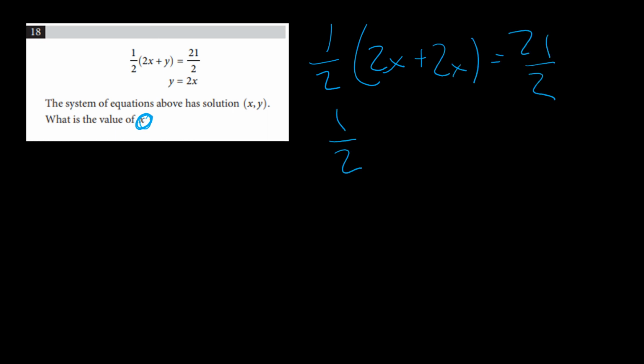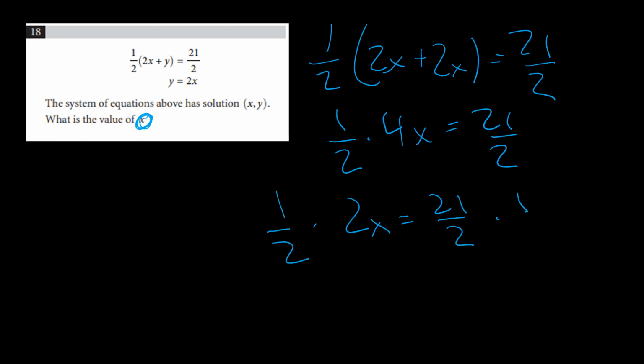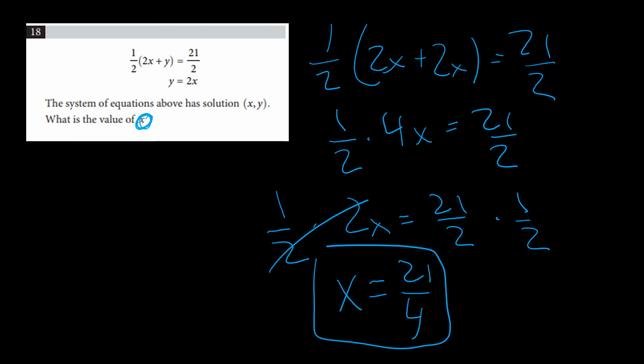The system of equations above has solution x, y. What is the value of x? So we only need our x value here. Well, the easiest way to do that is just to plug in y equals 2x. So for y here, I'm going to sub in 2x. One half times 4x equals 21 over 2, which is 2x equals 21 over 2. Multiply each side by one half. X equals 21 over 4. There we go.